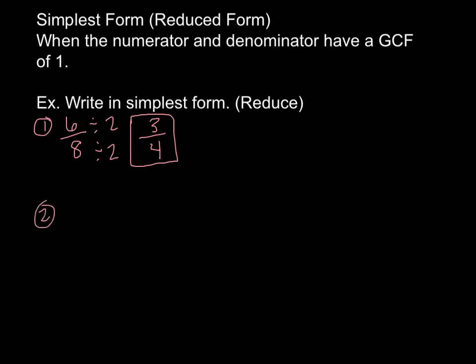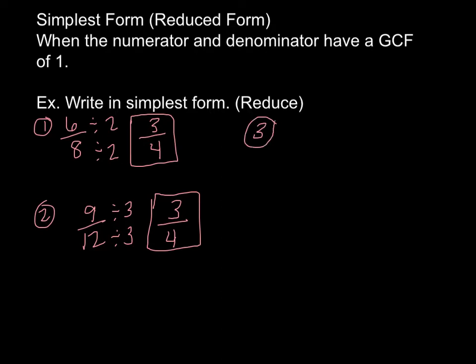Number 2 says 9/12. Okay, looking at this number, I see 3 goes into both of them. So I can divide by 3, and I would get 3/4. Again, simplest form because the greatest common factor between 3 and 4 is 1.